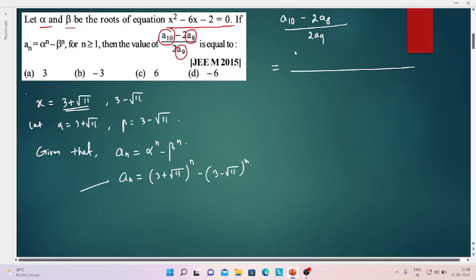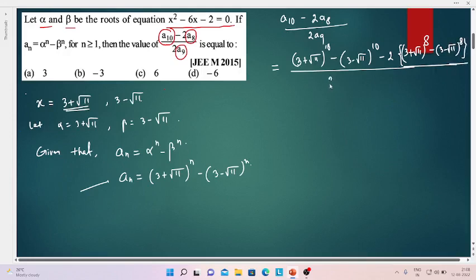After putting the values, we will have (3 + √11)¹⁰ − (3 − √11)¹⁰, right? Minus 2 times a₈, which will be (3 + √11)⁸ − (3 − √11)⁸, upon 2 times a₉. a₉ will be (3 + √11)⁹ − (3 − √11)⁹, right?